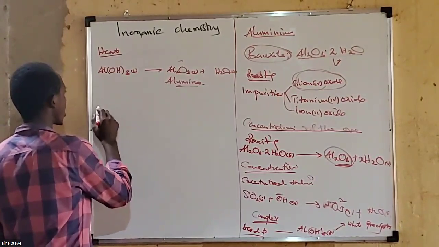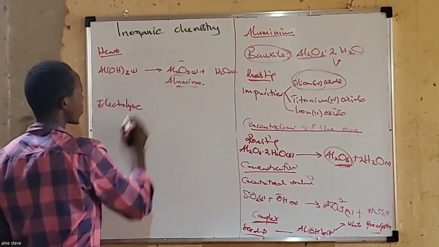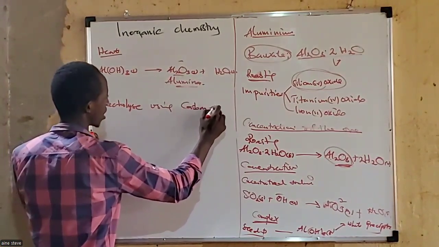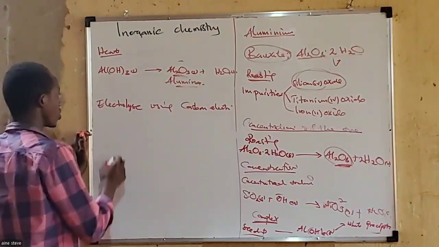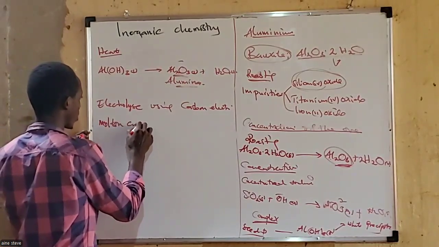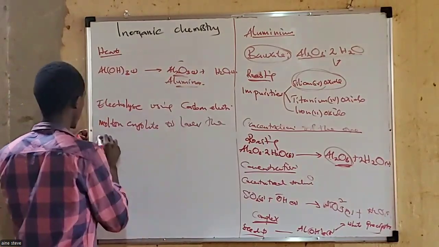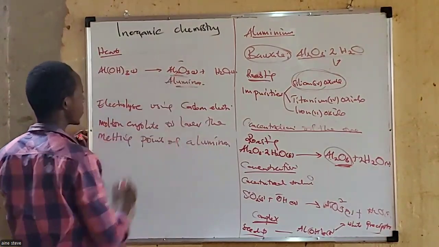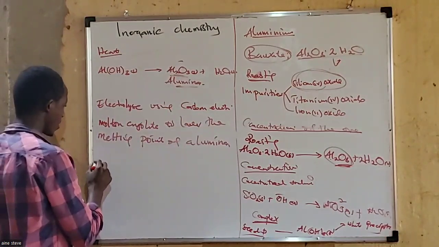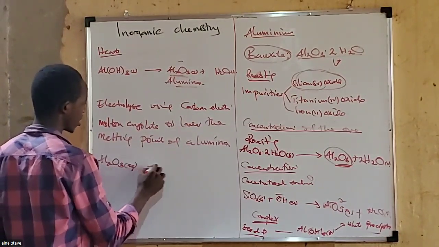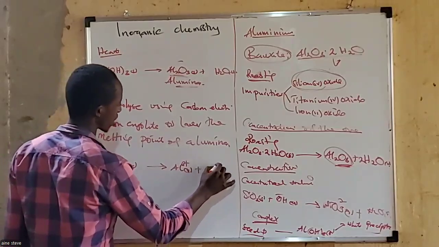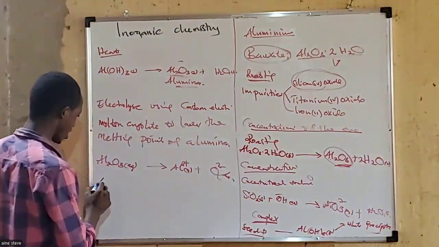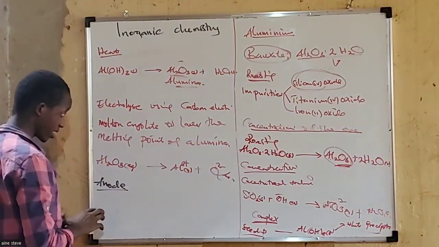So what do you do? You are going to electrolyze the aluminium oxide using carbon electrodes. Of course, if you have aluminium oxide, you always add what we call molten cryolite to lower the melting point of alumina, which is aluminium oxide. So what does it mean? It means that aluminium oxide will break down into aluminium ions plus oxide ions. During the process of electrolysis, the negatively charged ions move to the anode, and the positively charged ions move to the cathode.